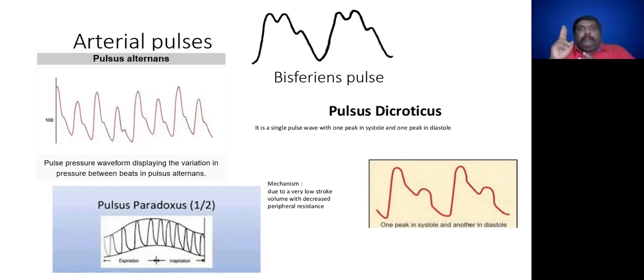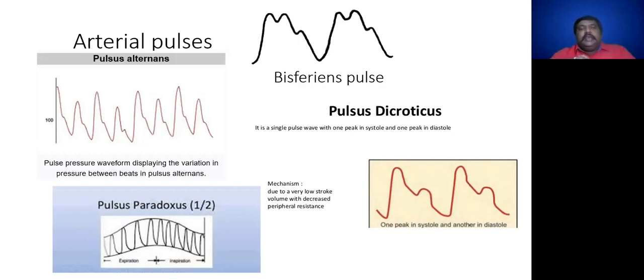It is otherwise known as Pulsus Dicroticus or dicrotic pulse. In this dicrotic pulse, what you will have is two palpable waves, one in systole as well as one in diastole.